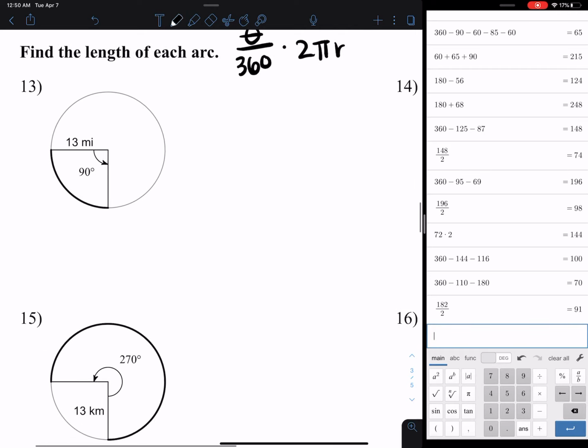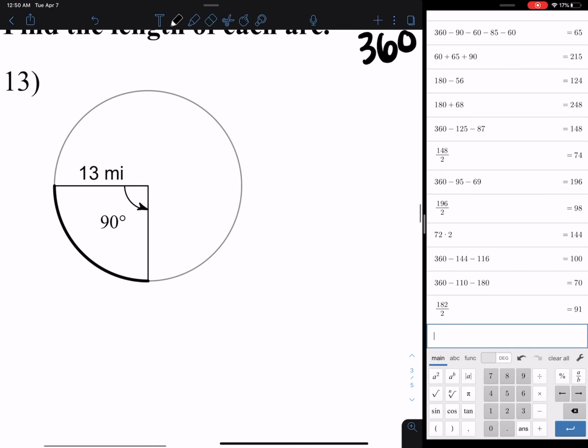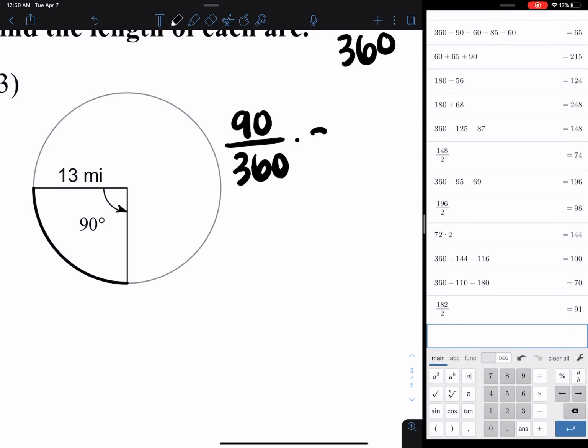Okay, so like I said, our degree here is 90, so we do 90 over 360. That's going to simplify to 1/4, so we're looking at 1/4 of the circumference. Circumference is 2 pi r, and r here is 13 miles.